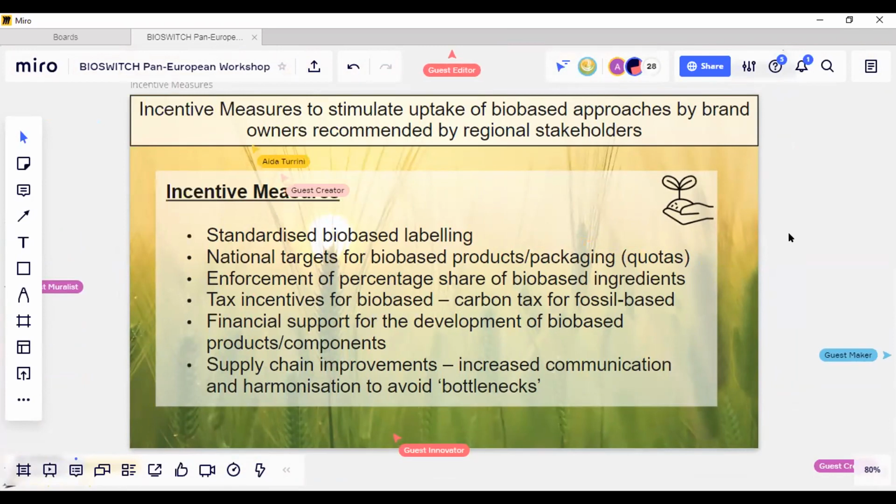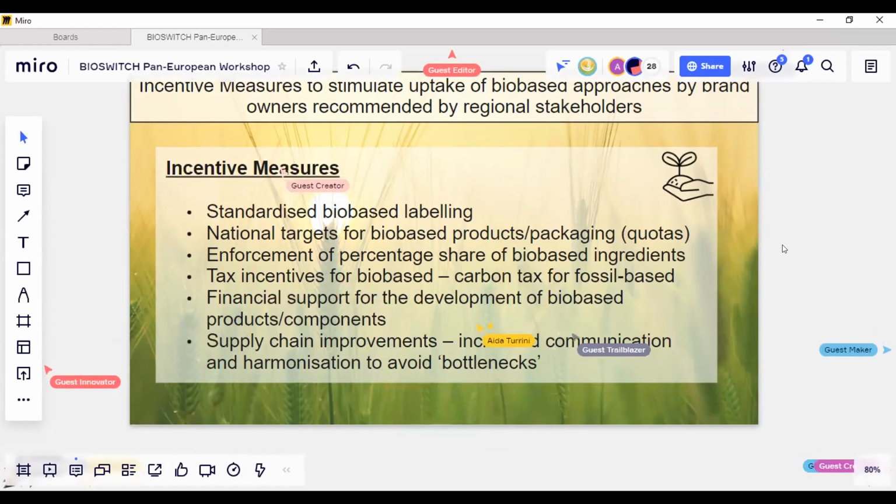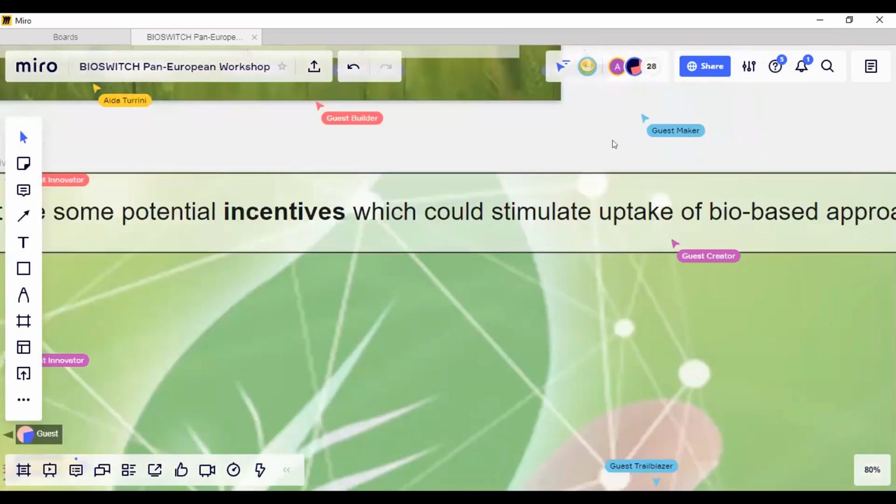So to stimulate uptake of bio-based approaches by brand owners, these were the solutions coming out of the regional workshop. So again, we'd like to build on these. They were regarding standardized bio-based labeling, which comes under market-based signaling approaches. There were economic instruments around financial support for development of bio-based products, and tax incentives and other direct regulations, enforcement of percentage share. So I will quickly go into the question.